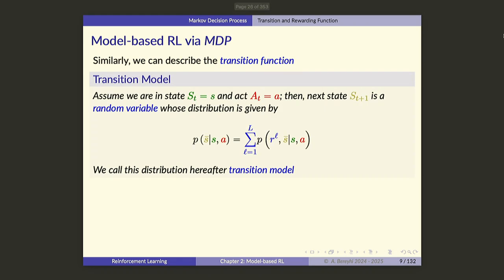explain the transition model, right? You can always say that, okay, if I sum over all possible rewards, then I'm going to get rid of the reward, and then you're going to have only the next state, right? So you're going to have the probability of the next state given the current state and action.